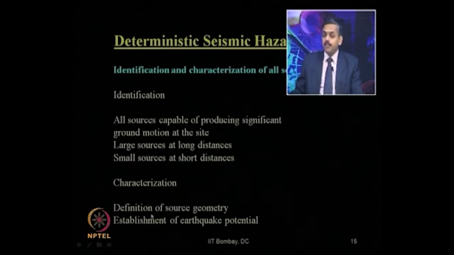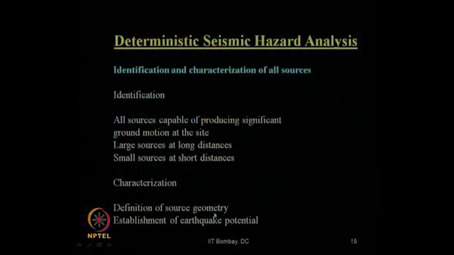Characterization, like definition of the source geometry. Definition of source geometry means what type of source it is. As I mentioned just a few minutes back, it can be a point source, an area source, a line source, a volume source, etc. So, the definition of that source geometry should be characterized, and the establishment of the earthquake potential needs to be checked. Okay?